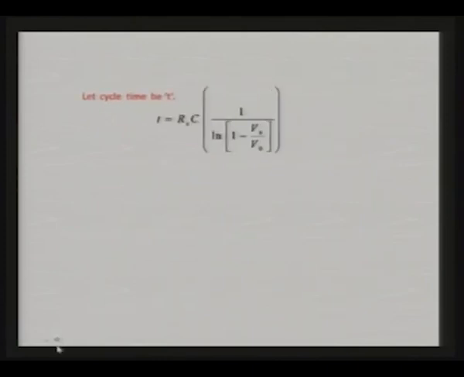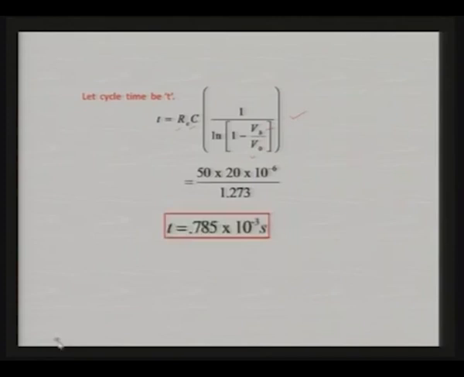Now, we are also interested in knowing what is the cycle time T. So, we already know the equation for calculation of the cycle time, T is equal to RC times 1 over ln of 1 minus Vv over V0. We already know the value of RC, V0 and Vv. Substitute the value to get this particular value. This comes out to be 0.785 into 10 raised to power minus 3 second. That is, this is the time required for one cycle.